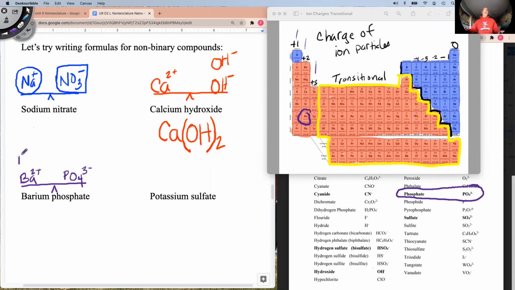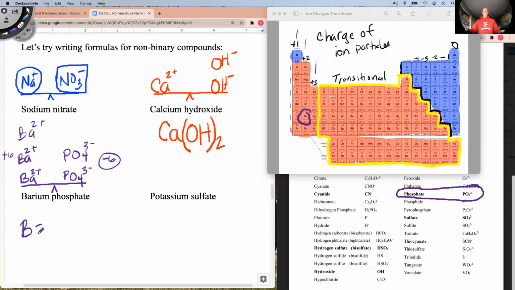So at this point, if I add another barium, the total charge over here is +4, and that's a -3. So if I add another phosphate, the charge over here is now -6. The charge over here is +4. That's not good. But if I add another barium, 2, 4, 6, a +6 balances a -6. And so this is what we need. We need 3 bariums and 2 phosphates.